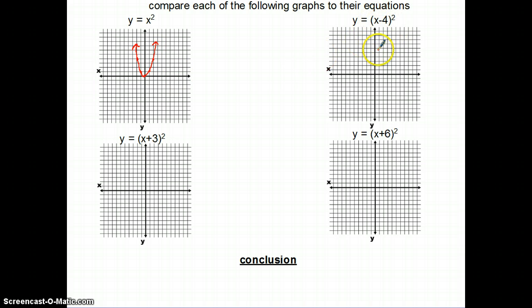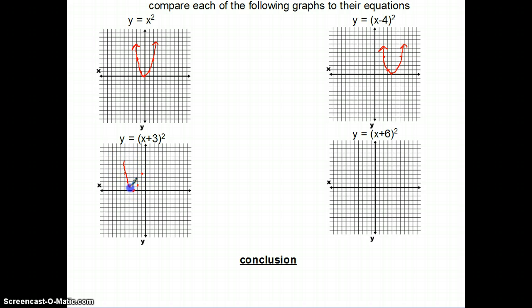Here to the right, my vertex is going to be at +4 for x, 0 for y, and I follow my pattern from there. So your graph will look something like this. Very similar to the last one, except it's been shifted right 4 units. My next graph has a vertex at -3, 0, and I follow my pattern to find the remaining points.